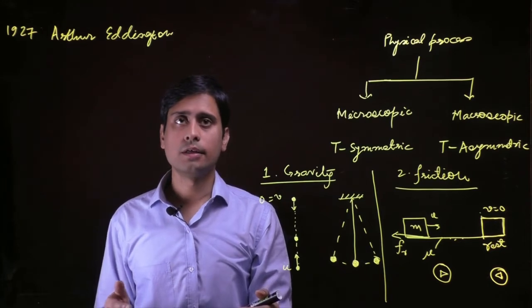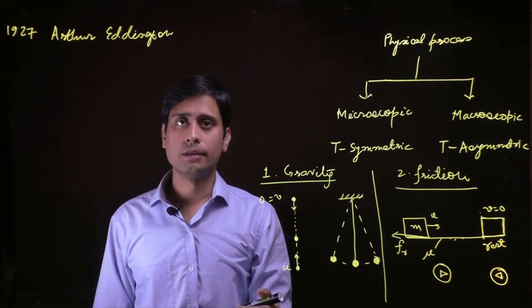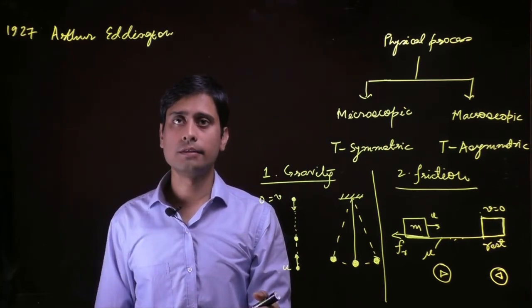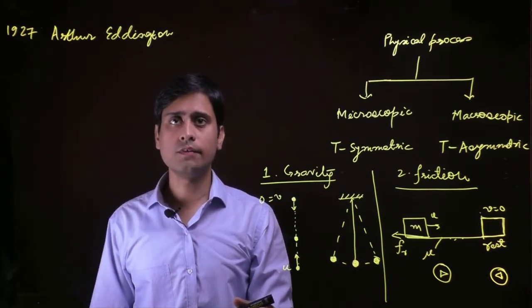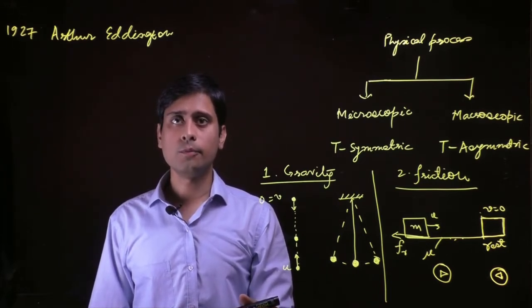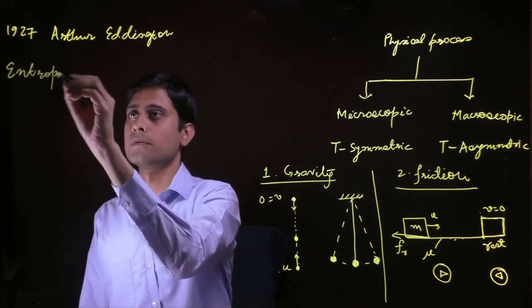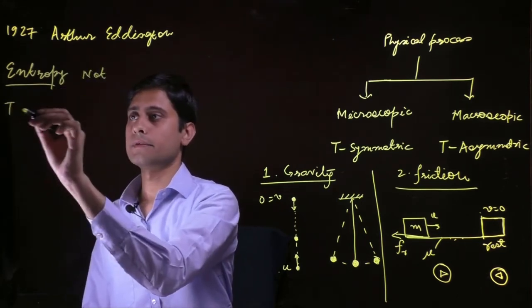We will find that in some microscopic processes, in the case of particle physics, we have time symmetry, but in most of the macroscopic processes we find that going backward in time is not possible, and this was conceived with the idea that entropy is not a time symmetric quantity. So entropy is not time symmetric.